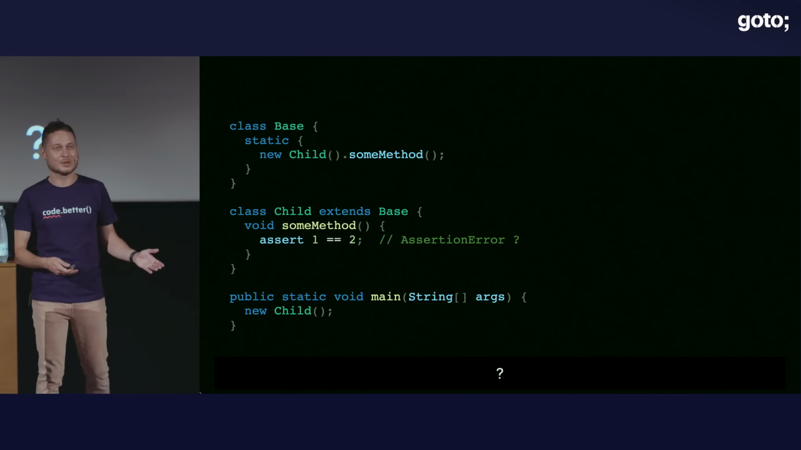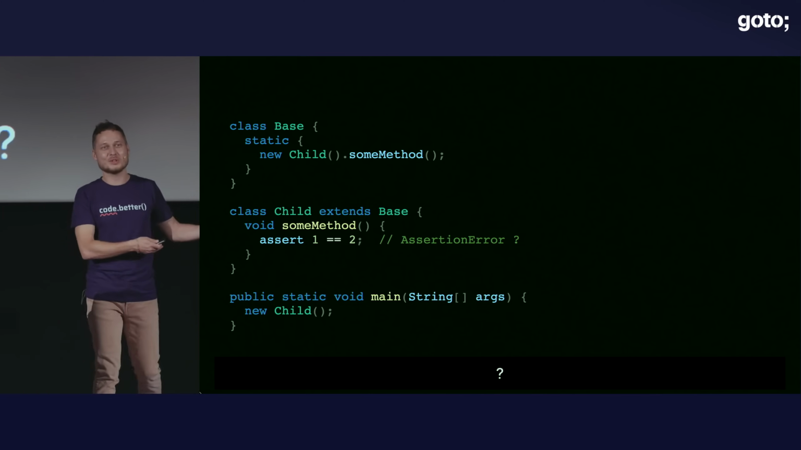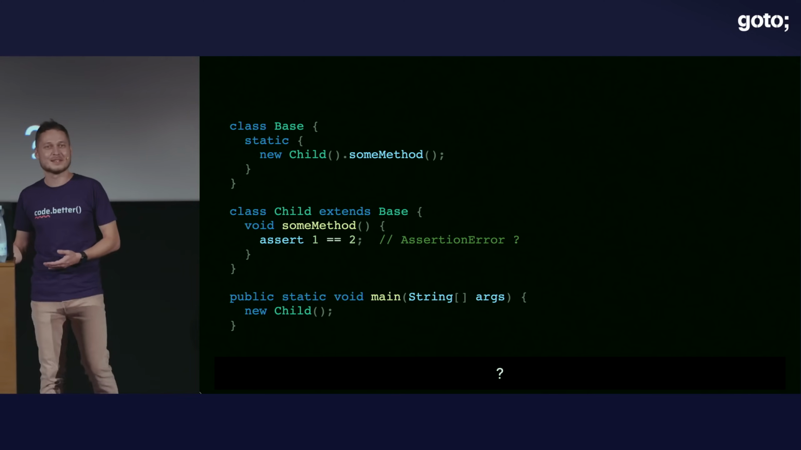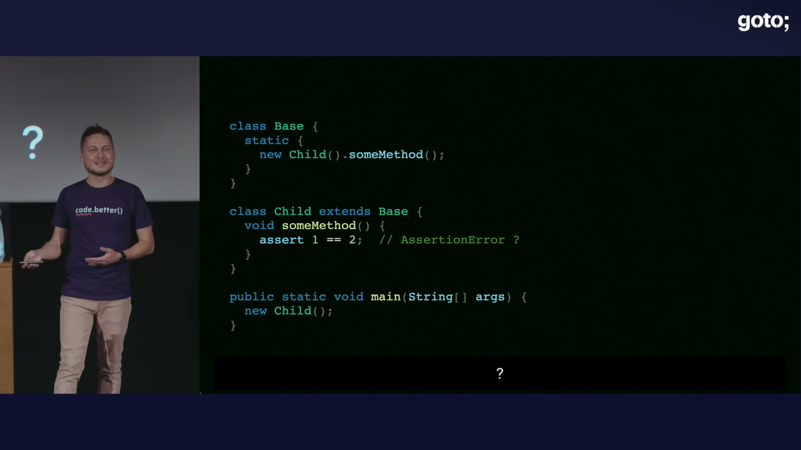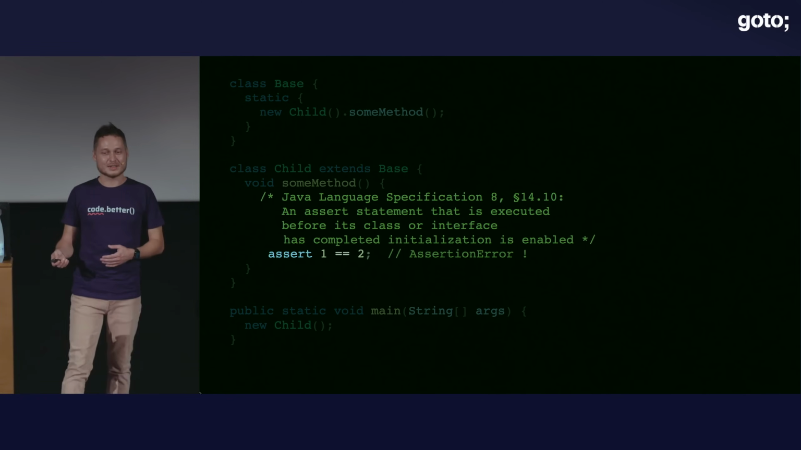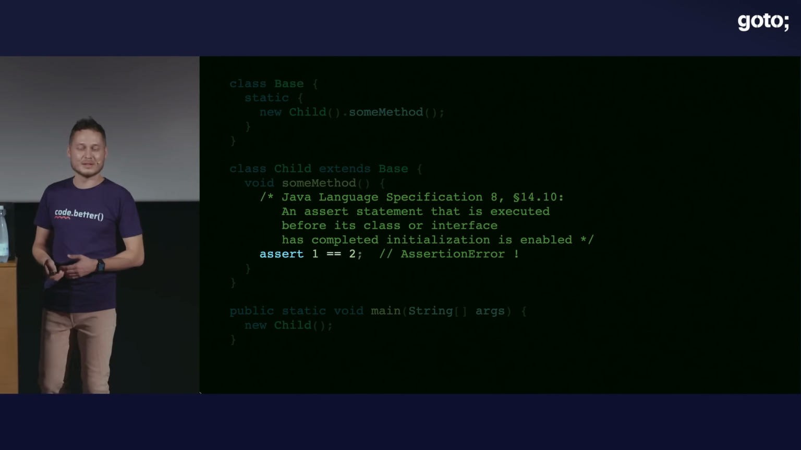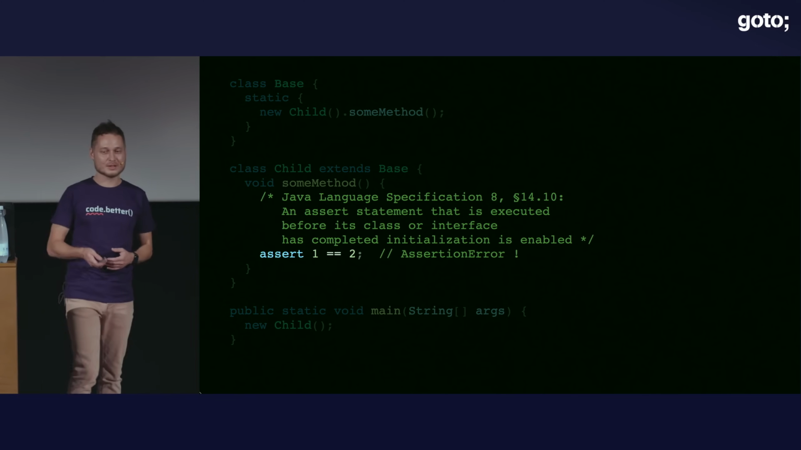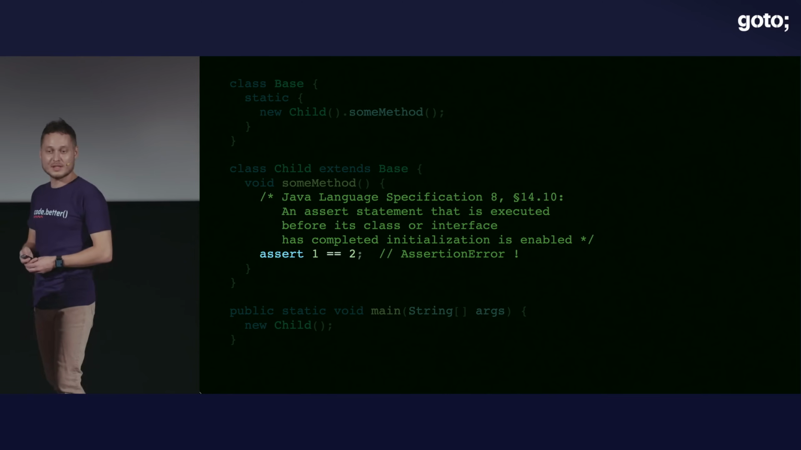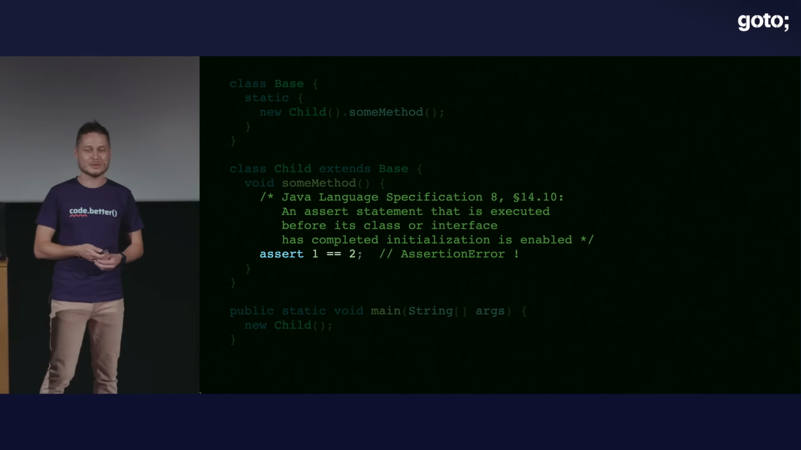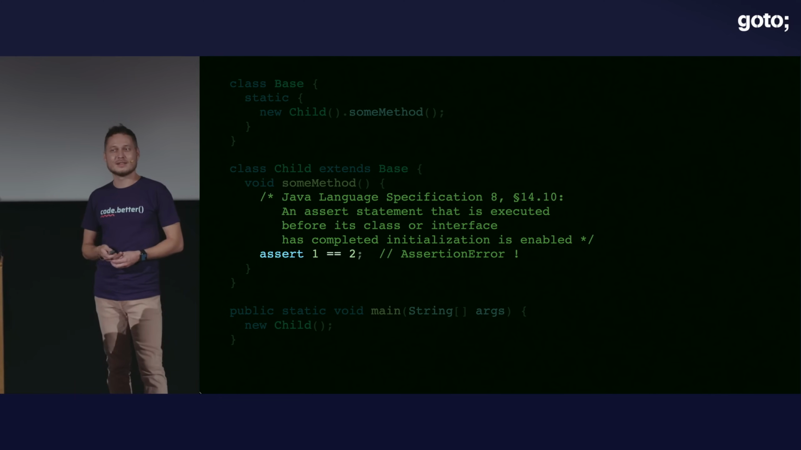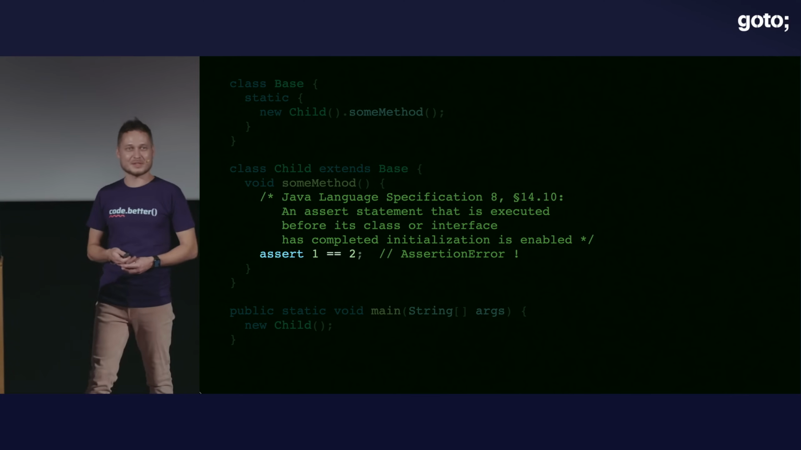Who thinks that we are not going to get assertion here? You might refer to the previous answer. Yes, if we disable assertions, we shouldn't get assertion here, right? What puzzles you? Well, to answer this question, let's have a look at the Java language specification, our Bible. Java language specification, in this case version 8, paragraph 14.10, says an assertion statement that is executed before its class or interface has completed initialization is always enabled.